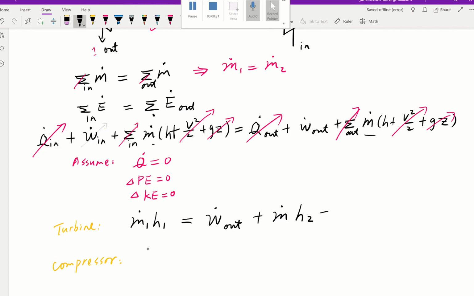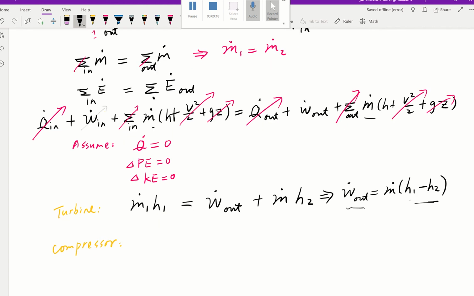So if we make this a little bit neater, the work out generated by the turbine, the shaft work, is going to be equal to mass flow rate times initial enthalpy minus H2. Makes sense, right? Why H1 minus H2 instead of H2 minus H1? Because H1 is this superheated vapor coming in, and that energy is going to be dissipated to change to mechanical energy. So H1 is going to be greater than H2, and that energy loss is going to be used to generate the shaft work.